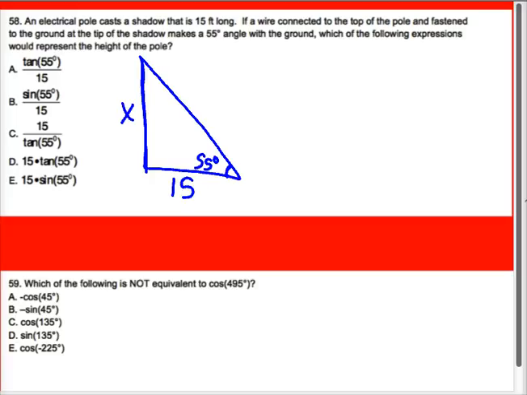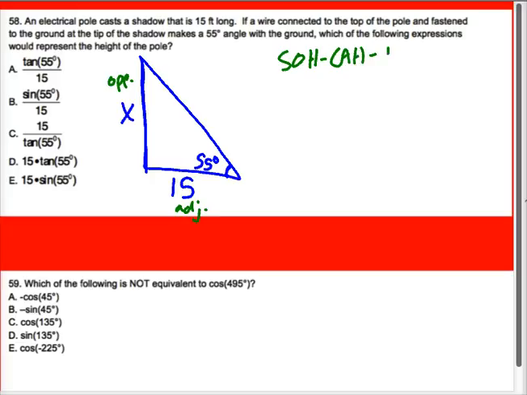Whenever you're solving one of these pictures, when you're given a triangle and you're asked to solve it, first I want to identify how my sides are related to that angle. Well, here this side is opposite, and this side is adjacent.